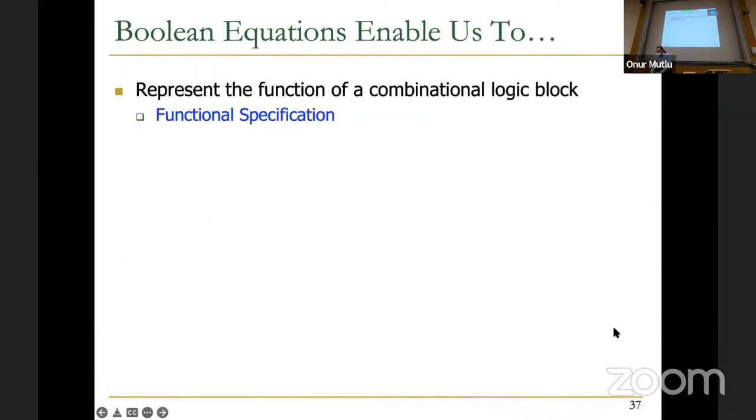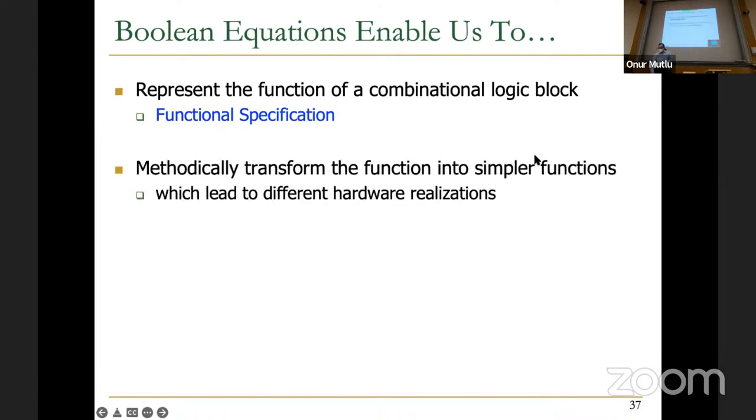So what do Boolean equations enable us to do? Basically, they enable us to do this functional specification, to represent the function of a combinational logic block. Also a sequential logic block, as we will see tomorrow. But today, we are concerned about combinational logic. They also enable us to methodically transform the function into simpler functions, basically a simpler representation of the functions. Why? Because these lead to different hardware realizations. You have different logic gates that can implement these different Boolean expressions. This is called logic minimization or simplification.